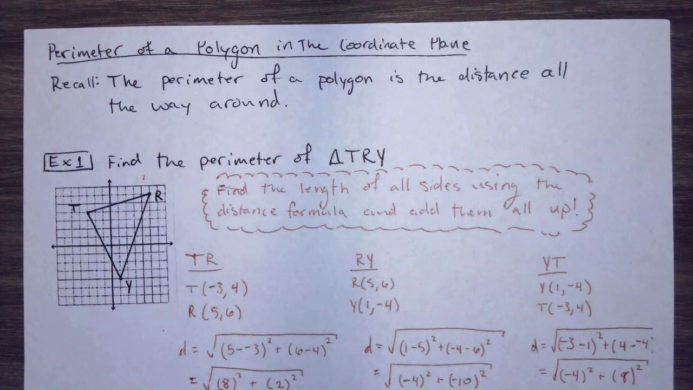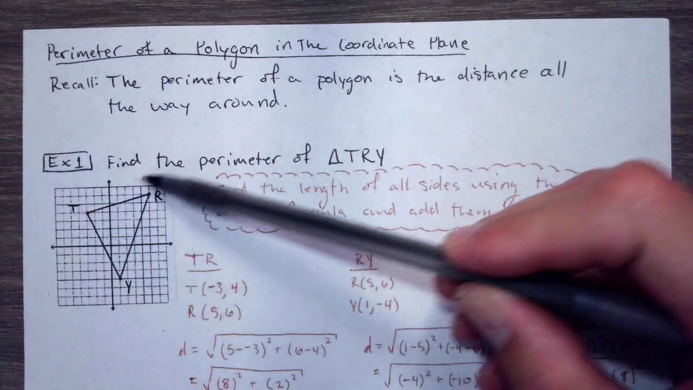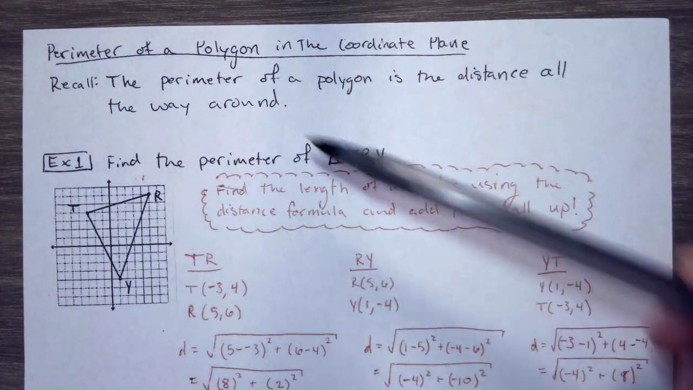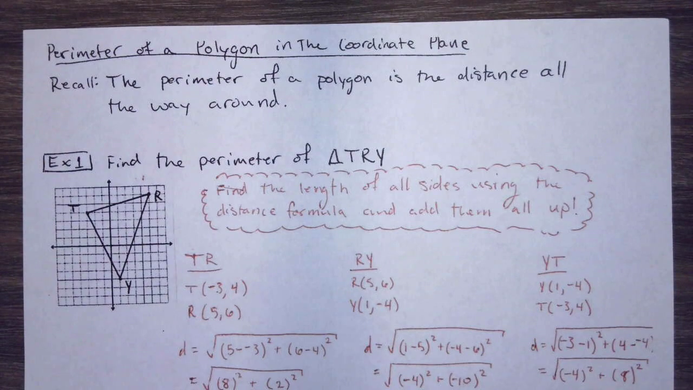In this video, we're going to look at the perimeter of a polygon in the coordinate plane. It's very similar to the area of a polygon, except it's kind of less work. So perimeter, let me remind you, is just the length of all the sides of a polygon added together. So it's just the distance all the way around, which means we are going to be using, again, the distance formula. So let's take a look at a clean sheet for this example.